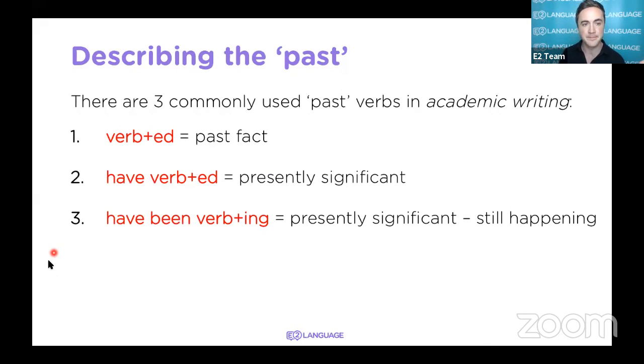Recap. So, describing the past, there are 3 commonly used past verbs in academic writing or essay writing, for example. There's the past fact, the simple past, as they call it, verb-ed. There's the present perfect, which is have verb-ed, which refers a sense of being presently significant or currently relevant. And the third one is have been verbing, present perfect continuous. It's presently significant, still happening.